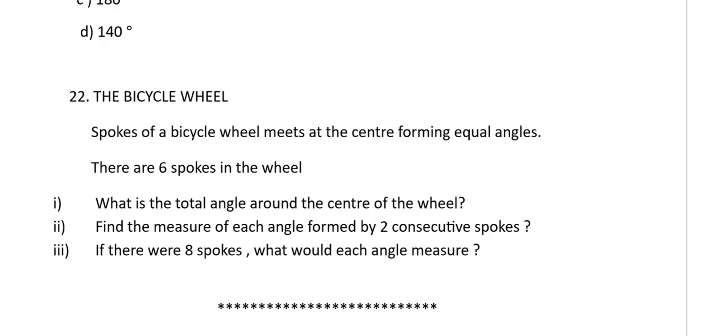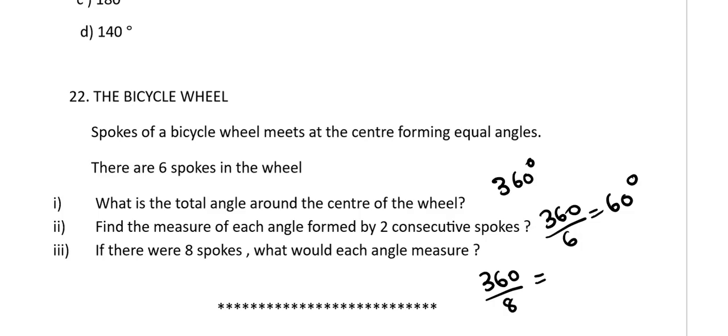Next is the fourth question. Total angles around the center of a wheel. The total angle around the center of a wheel is 360 degrees. Measure of each angle formed by two consecutive spokes. There are 6 spokes, so it is 360 divided by 6, 60 degrees. If there are 8 spokes, you have to divide 360 by 8.